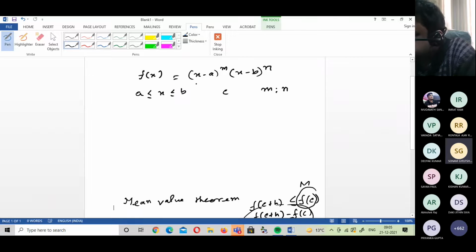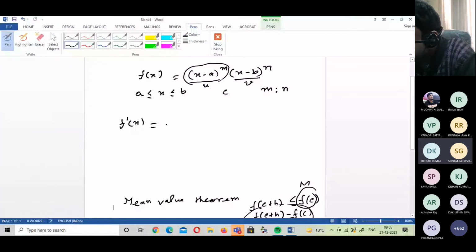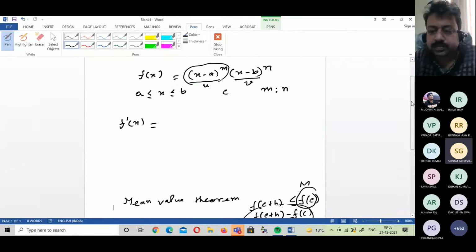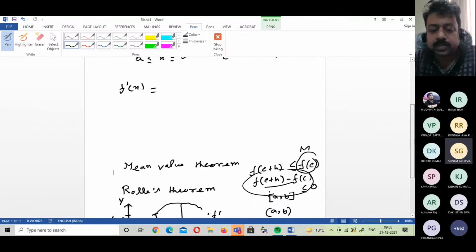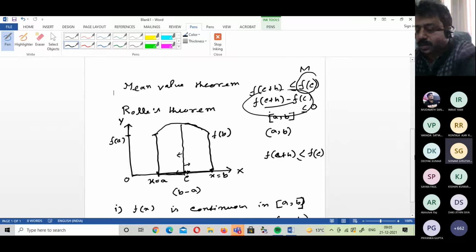Then first of all, you just consider this quantity as u, this quantity as v. So f dash x can be written as the derivative of the first. Can you explain your question once again? So what is that m is to n?